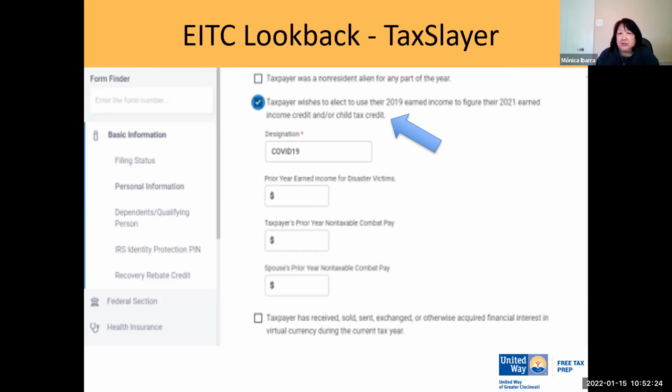So generally, prepare the 2021 return. If the 2019 earned income, and remember, this is not adjusted gross income, this is specifically earned income, is less than the 2021 earned income, then you come back and take this extra little step to see whether or not it makes a difference. So it's really easy to do, and if you're not sure it's worth it, it could be worth a lot to the taxpayer.